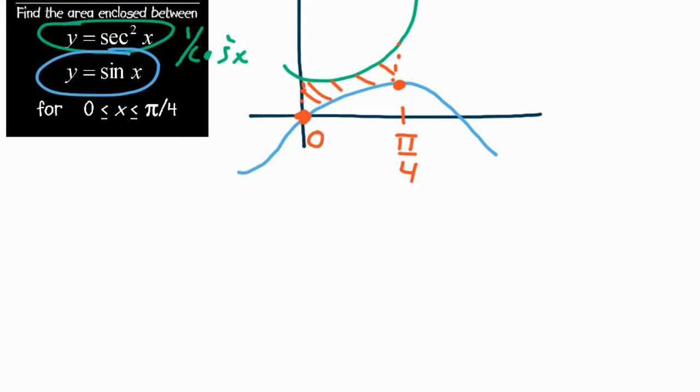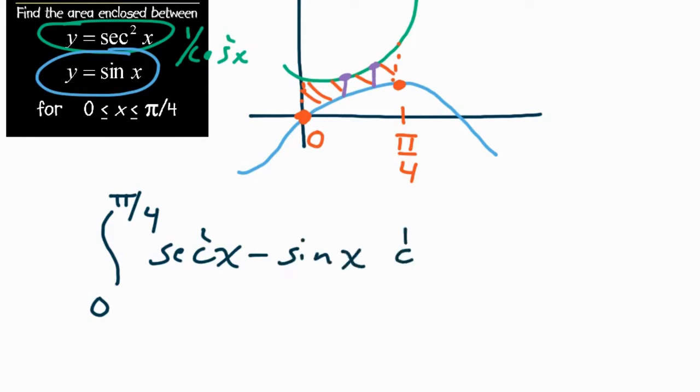Now, when I draw a strip here, it's pretty obvious that the secant graph is the one on the top and the sine graph is the one on the bottom, so that I can get right down to business setting up my integral from 0 to pi over 4 of the upper graph secant squared minus the lower graph sine of x. And we have ourselves a nice little integral.